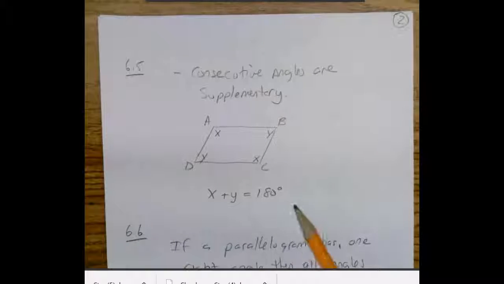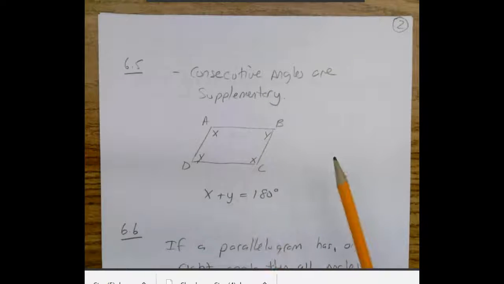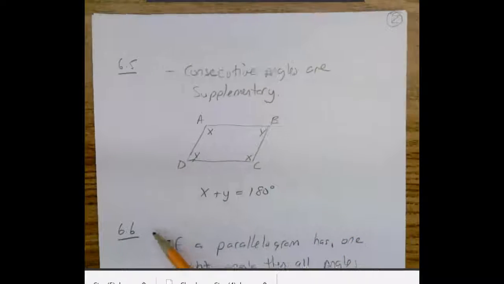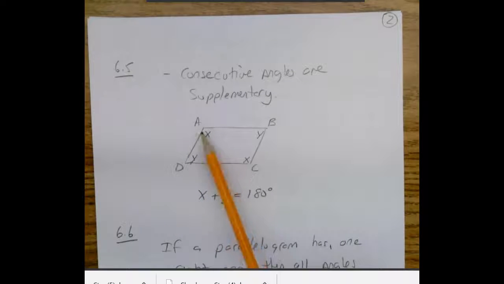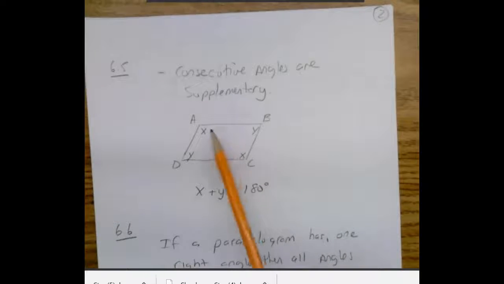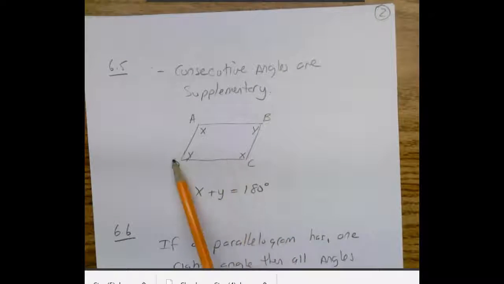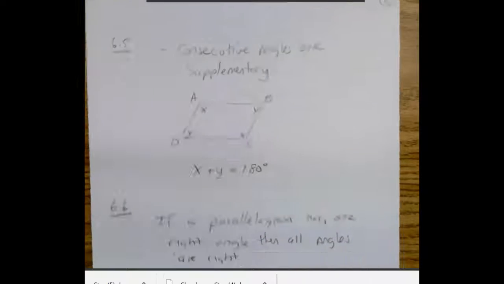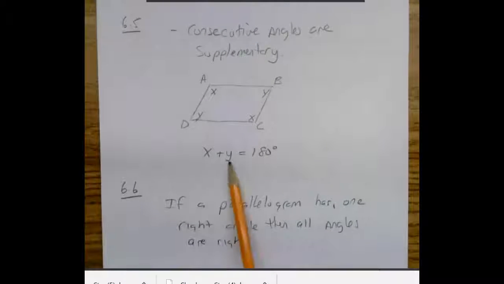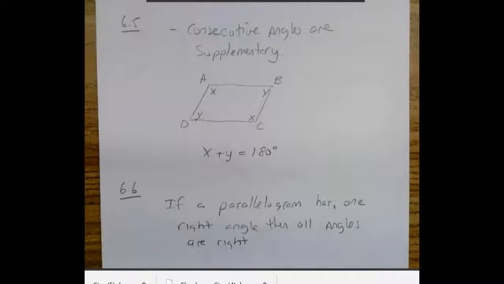So if you want to add another theorem, 6.5, it says consecutive angles are supplementary. So if we have this quadrilateral, this parallelogram A, B, C, D, and we have this one X, Y, if we add these two angles together, they're equal to 180. And even if we go here, Y and X, they're also equal to 180. And then if we go these two consecutive, X, Y, they're also equal to 180. And then if we add these two, so as you go around, these angles are equal to 180 degrees. The notation for that is just X plus Y equals 180 degrees.